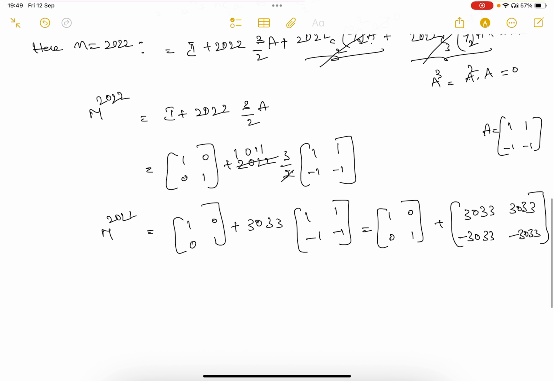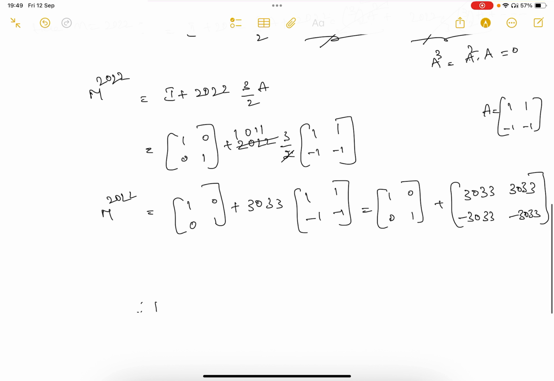Fine. That is finally M power 2022 is 3034, 3033, minus 3033, minus 3032. This is our final solution.